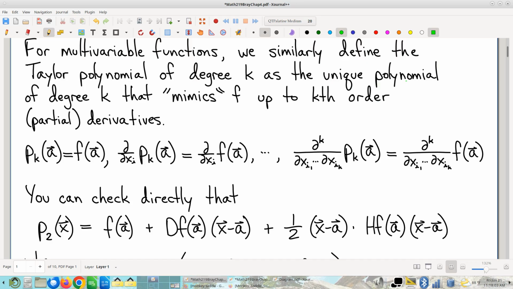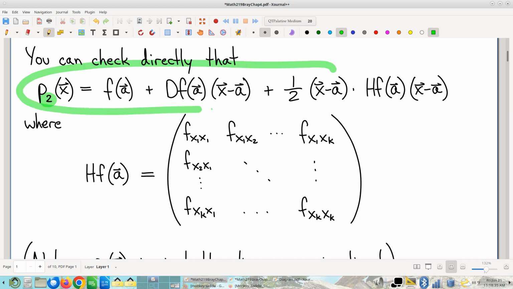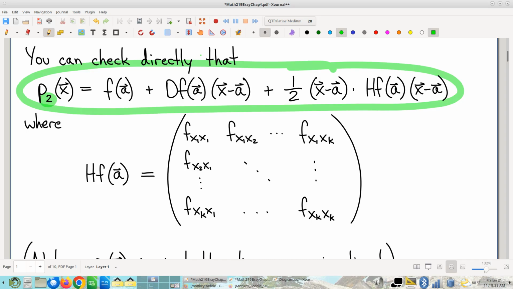Now, how you write down that polynomial is a little notation heavy and clunky, and not something that we're going to need in this class. It's in the book, and you're welcome to look at that if you're interested. I'm going to show you how to write down just the degree 2 Taylor polynomial, and this is enough, both in terms of what we need and in terms of heavy notational inconvenience. So here it is. This is the formula for the degree 2 Taylor polynomial.